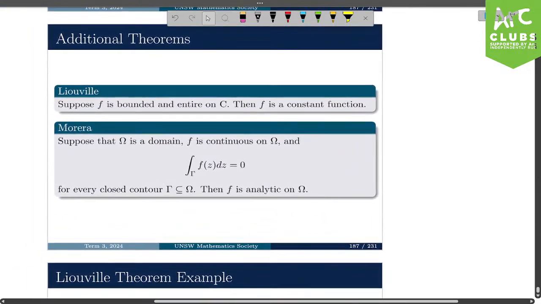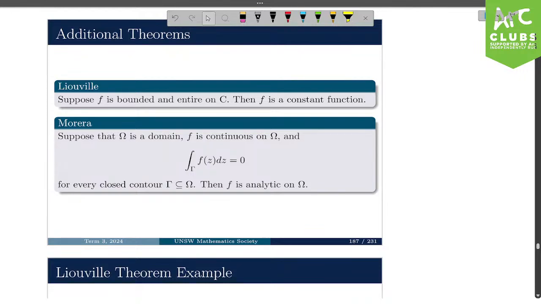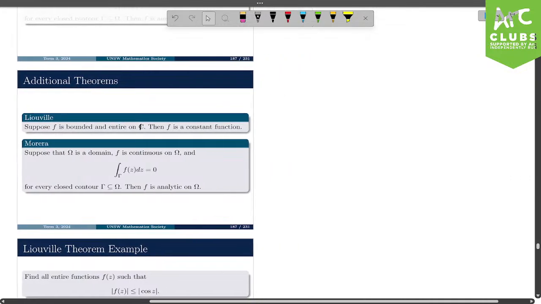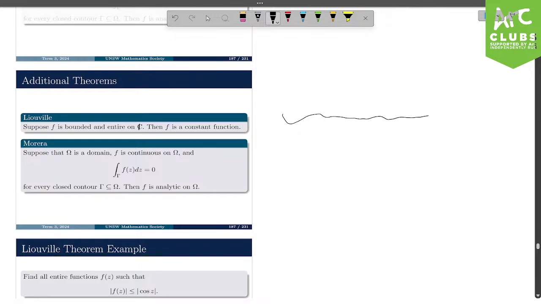So, little bonus theorem, we've got Liouville. Liouville just means that if f is a bounded and entire function on the complex numbers, so yep, then f must be a constant function. So really, this is just saying that if you somehow manage to restrict a function between any bounds and it is differentiable on all complex numbers, it has to be constant. Why? Why do we think this?